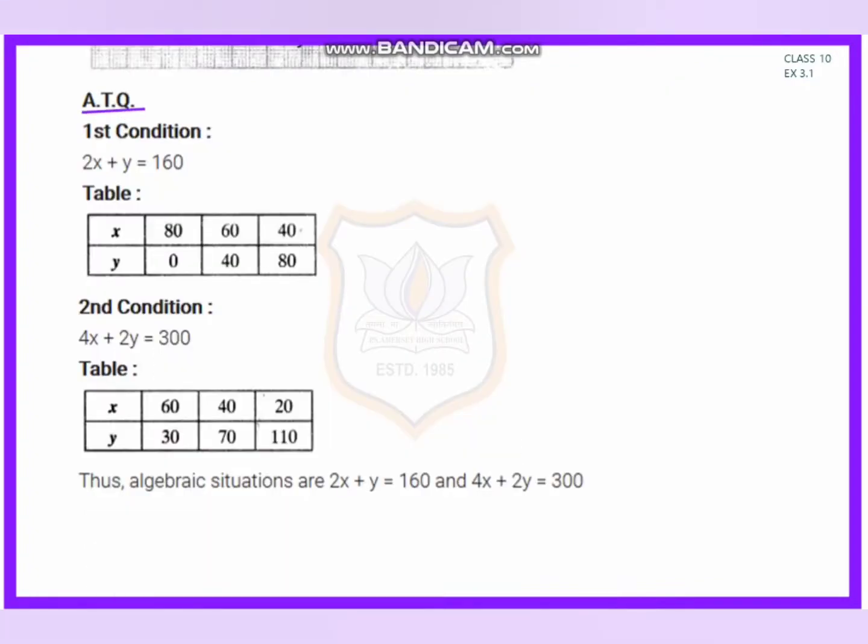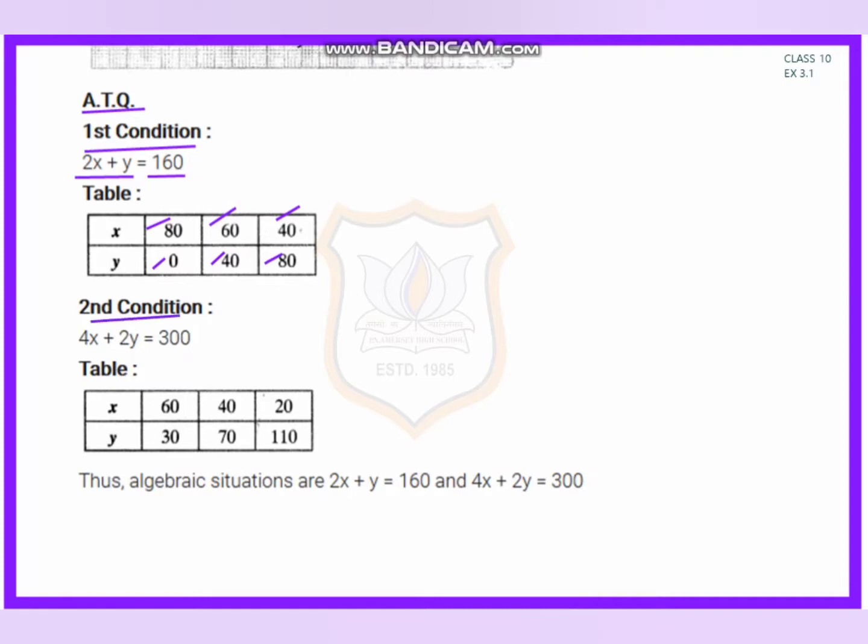First condition. Here we have 2 kg apple and 1 kg grapes, and we are paying 160 rupees. This is the condition. Here we have to put any one value. If I put the value of x as 80, I will get the value of y as 0. If x is 60, I will get y as 40. If x is 40, I will get y as 80.